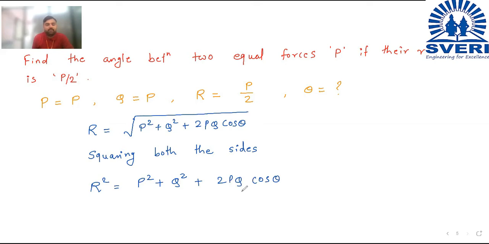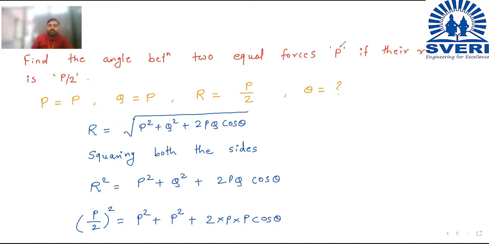Now same thing will be there. I want cos theta, so I will keep cos theta on one side and I will shift the other terms. Okay, so before shifting I will put the values. So here R is nothing but P by 2. So I will write here instead of R, P by 2 square is equal to P square, as it is. Q square means again P square, plus 2 into P into Q means again P, and cos of theta.